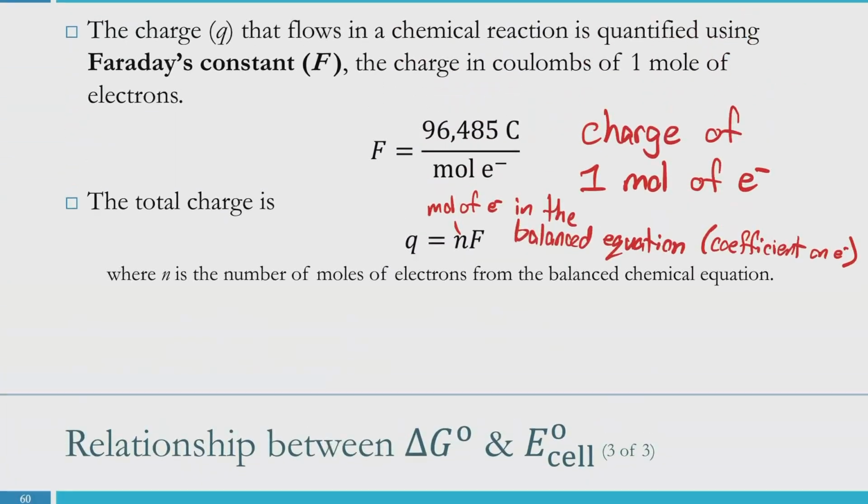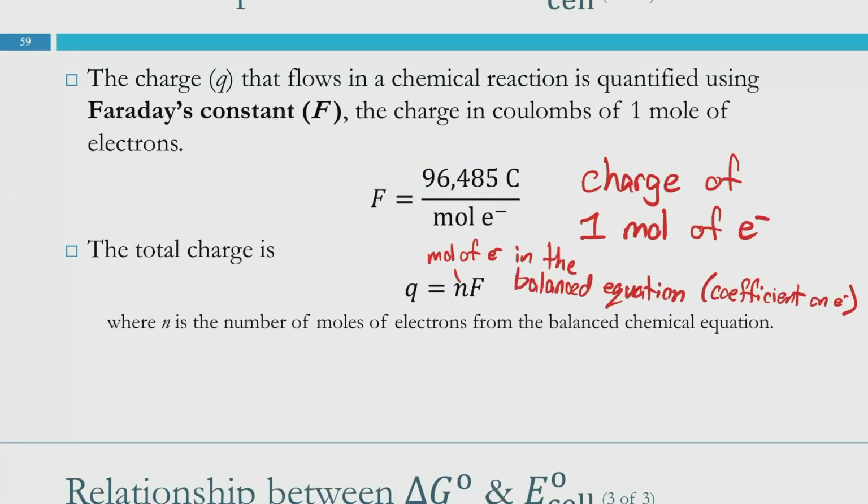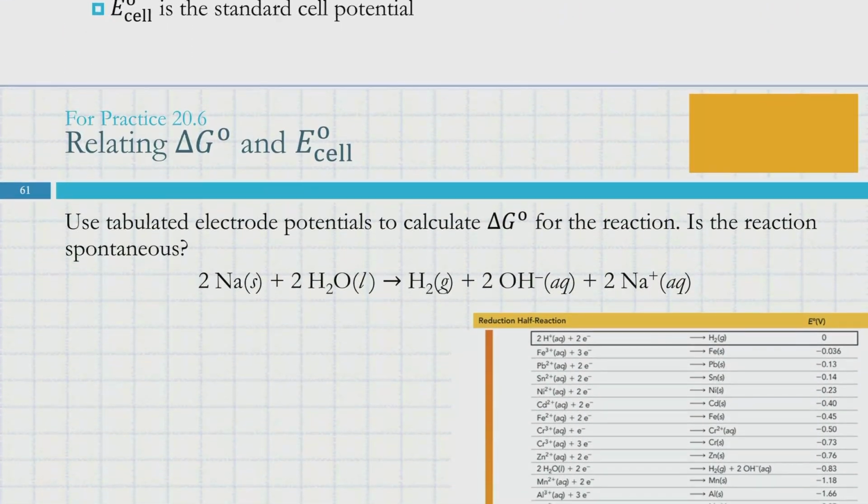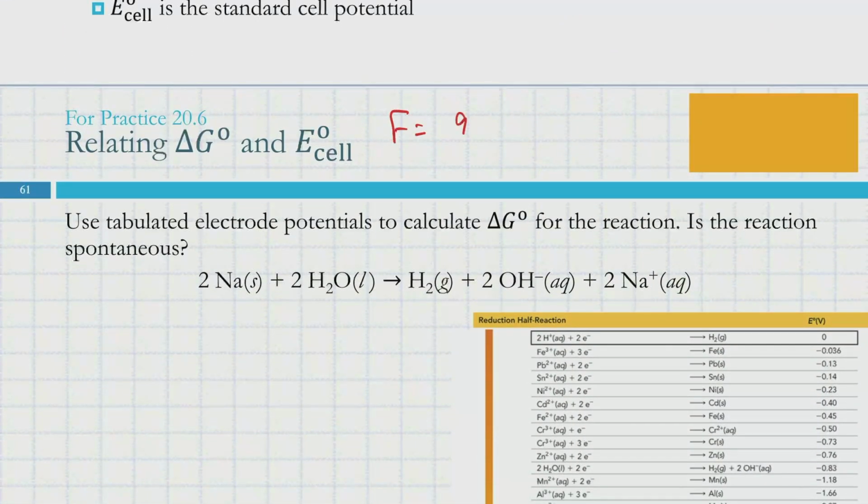Okay, so we're going to need Faraday's constant, 96,485 coulombs per mole of electrons. Delta G is negative nFE.